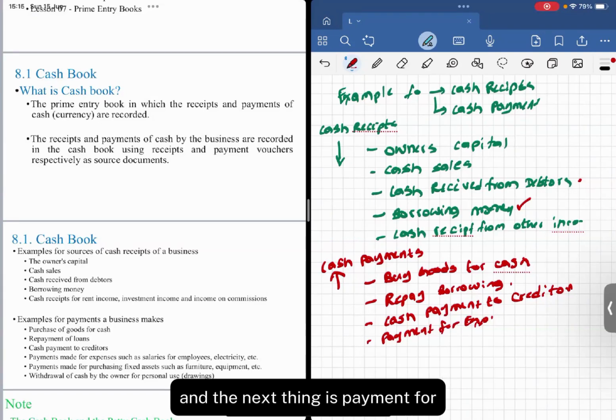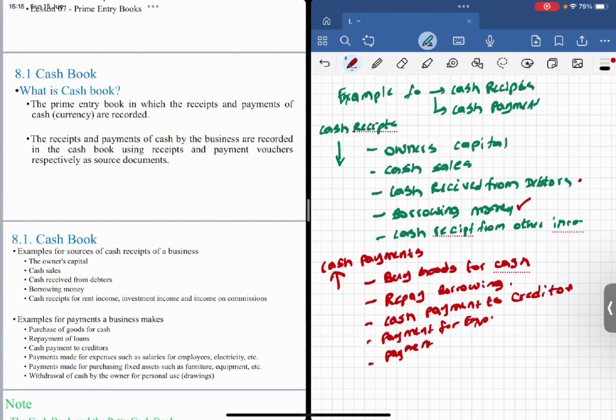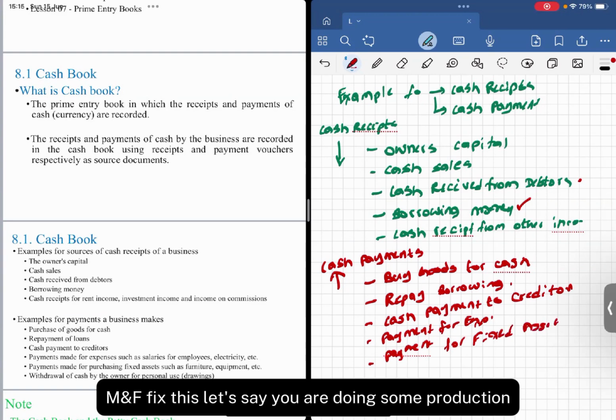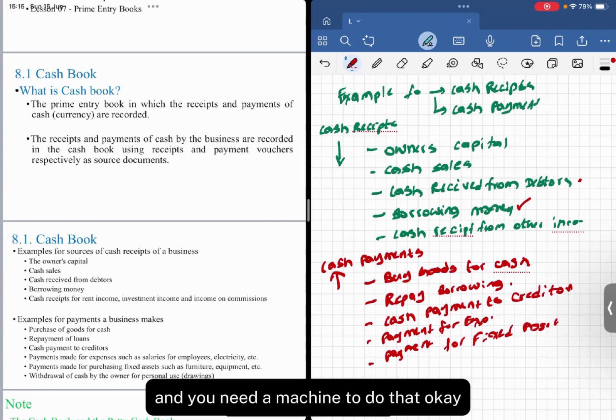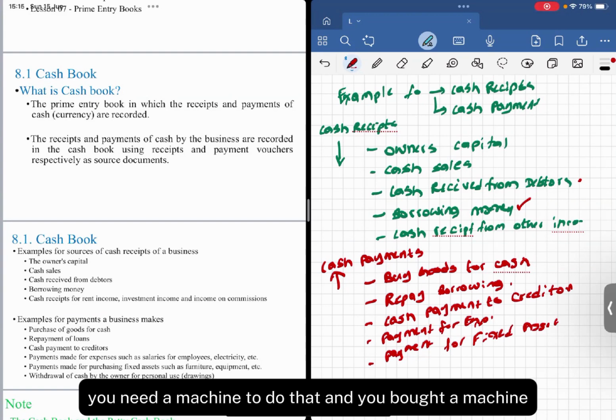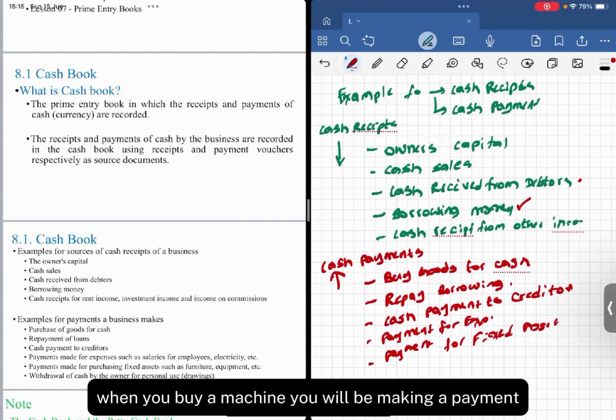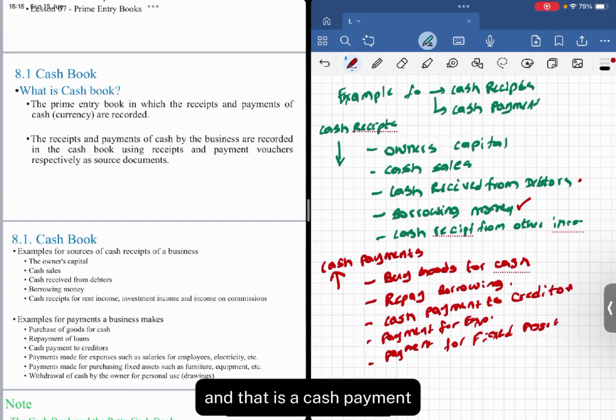And the next thing is payment for fixed asset. Let's say you are doing some production and you need a machine to do that. And you bought a machine. When you buy a machine, you will be making a payment, and that is a cash payment. And machine is a fixed asset.